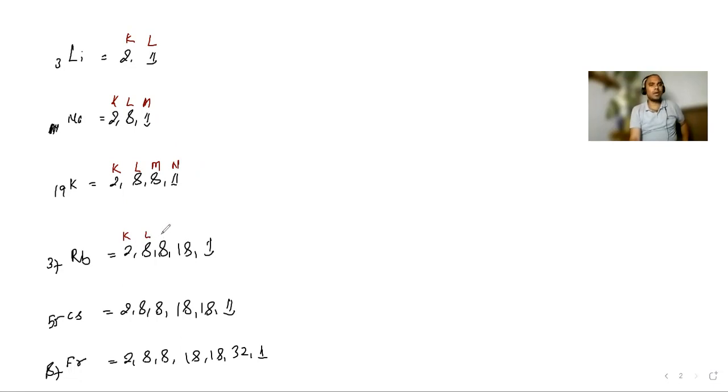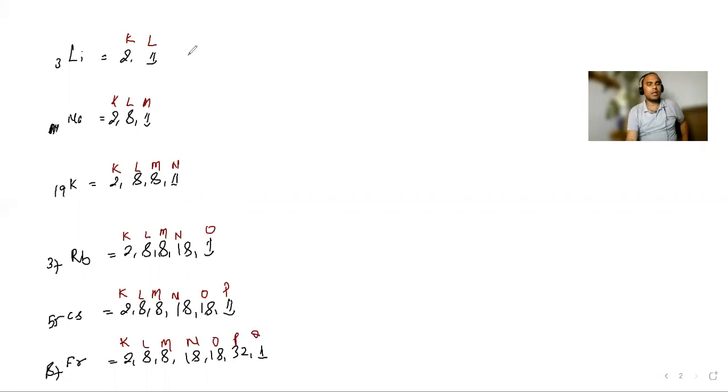This is K, L. This is M. Here is M, N, O. If you talk about K, this is L, M, N, O, P. Here you can see K, this is L, this is M, N, O, P, Q.